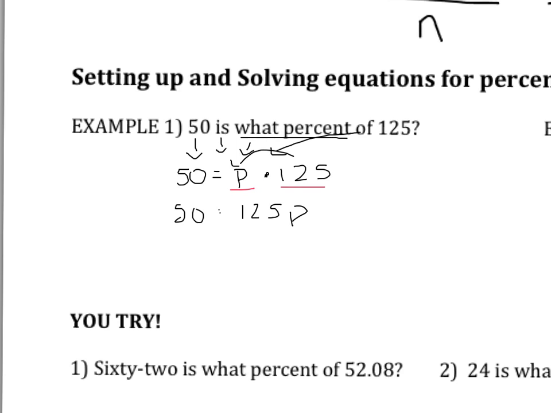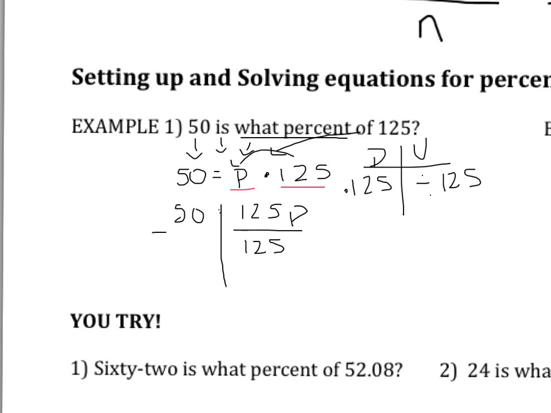My second step is to solve. So I have 50 equals 125p. I'm going to draw my do and my undo box. What's happening to p? It's being multiplied by 125. I'm going to divide by 125, so I'm going to divide both sides by 125. 50 divided by 125 is 0.4.